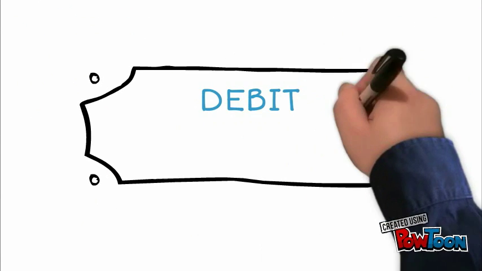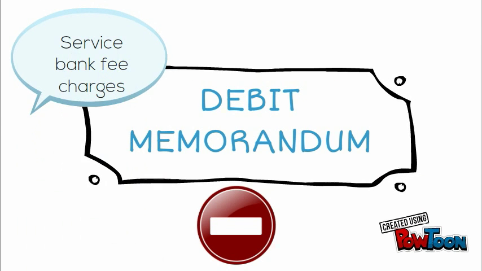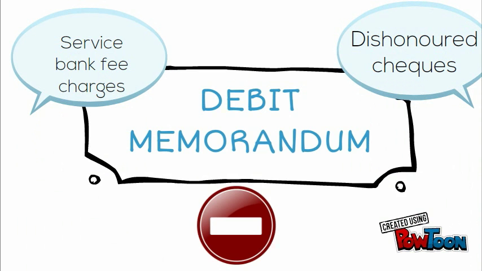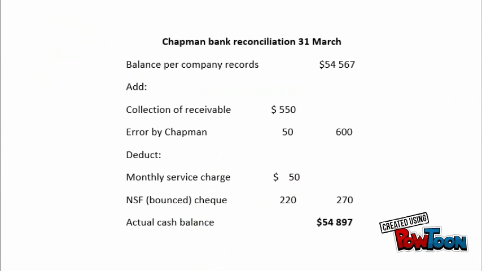The debit memorandum is the subtraction from the cash balance on the bank statement for items such as service fee charges from the bank and dishonoured checks, which are checks that have been banked but there were insufficient funds in the drawer's account to pay. Here is an example of what reconciling the company's book balance to the actual cash balance looks like.